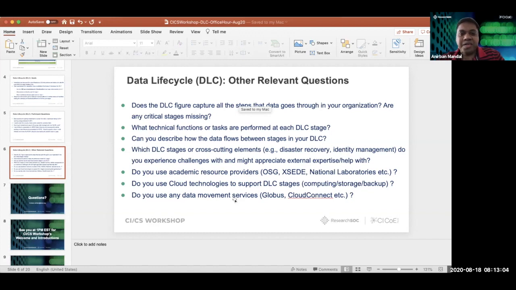So to get it started, I'll just go with the first question. For whatever facility or organization you're representing, do you think this data life cycle figure captures all the steps that data goes through in your organization? Do you think any critical stages are missing?